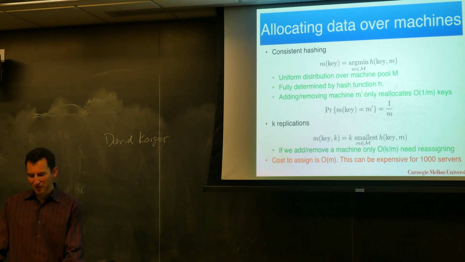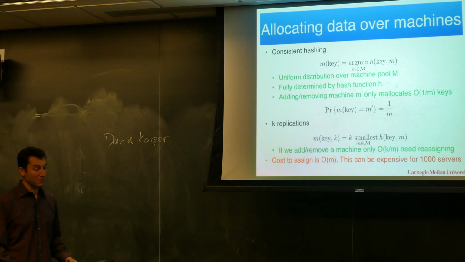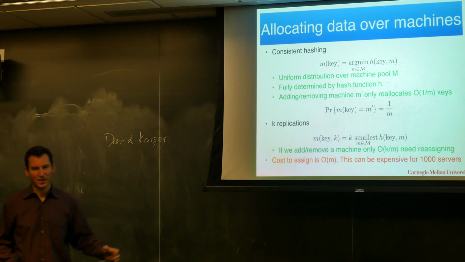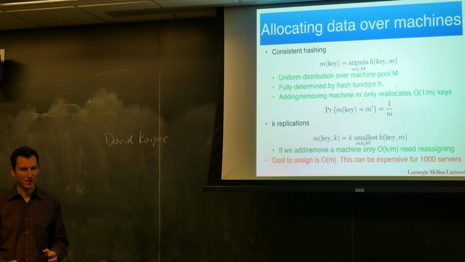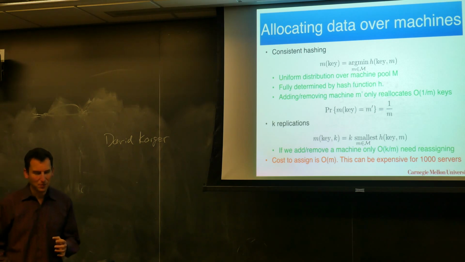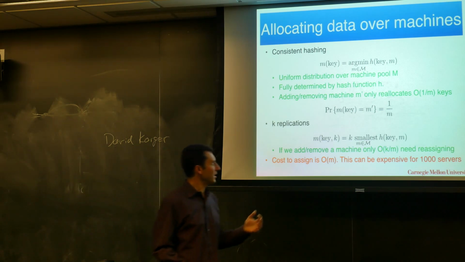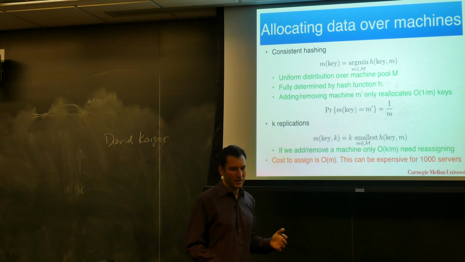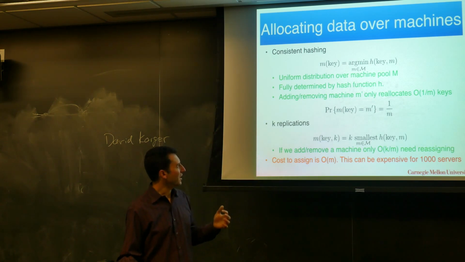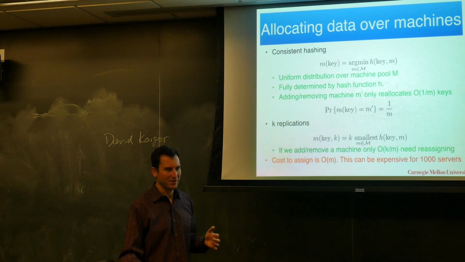So, how can we use this to allocate data over machines? Well, one thing that I could do is, because I want to have a mechanism which does this allocation regardless of the size of the machine pool, right? So what I could do is I have this machine pool, M, and I compute the hash of the key and any of those machines in the machine pool. And then I pick the machine for which the hash of the key and the machine ID is smallest. So this will, of course, give me a mapping from keys to machines.